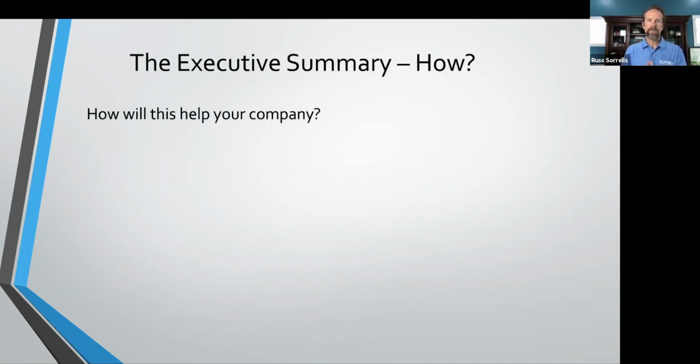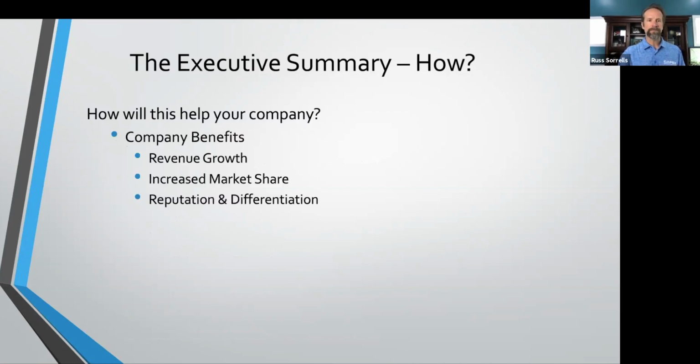So the executive summary, this is the how section. So how will this help your company? Really important. If you are a project engineer at some level, you're going to sell something. You are selling something to your management because you want them to execute this project. You want them to provide funding for this project, rather. So how will this help your company?